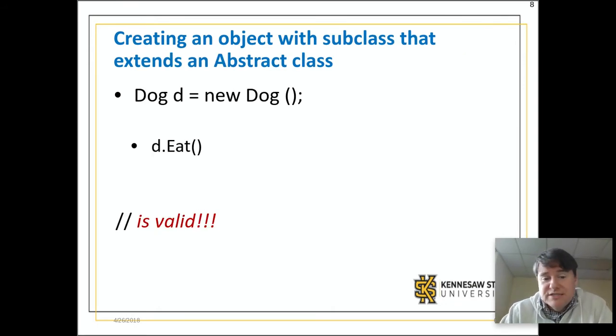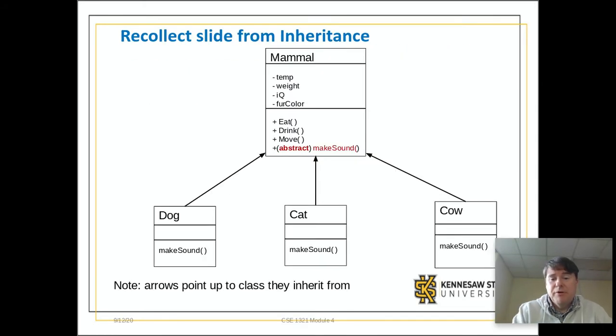So here's dog D gets new dog, and I can call eat on that. So what's going on here? Well, I inherited eat from above. Even though dog did not overwrite it, I am able to still call eat. And let me make that super clear. The inheritance of methods continues to work, just like it always did. Up here, eat, drink, and move are listed as public, and therefore an instance of the dog is allowed to call eat. These are concrete methods.